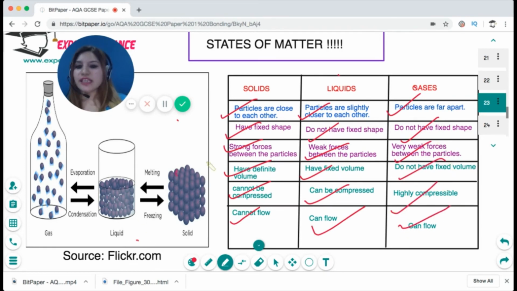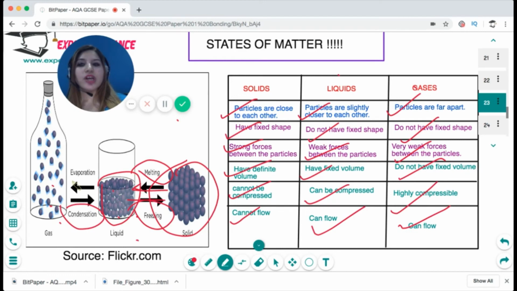So you can see solid particles are very close to each other. Liquid, they are a little far apart. In gas, they are very far apart. And solid can be converted to a liquid by melting, reverse is freezing. Gas can be converted to a liquid by condensation, and liquid can be converted to a gas by evaporation.